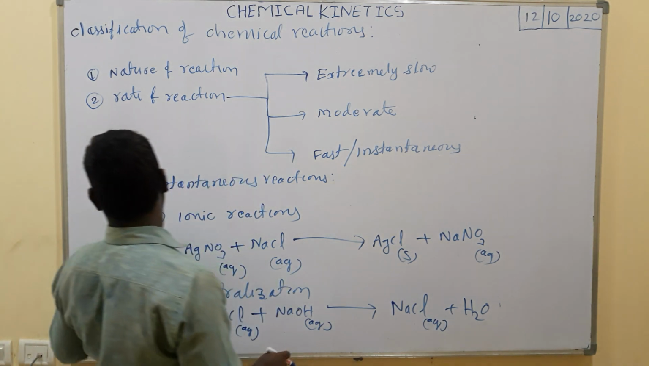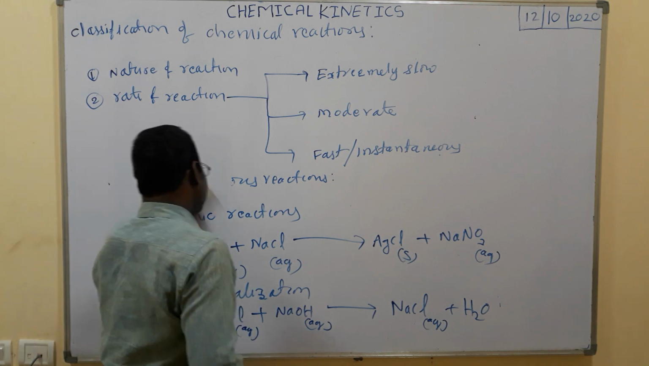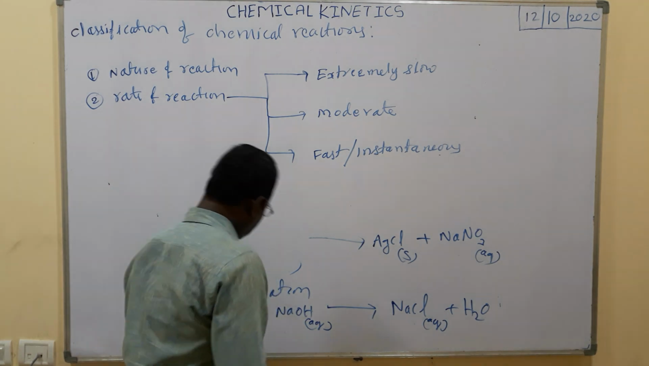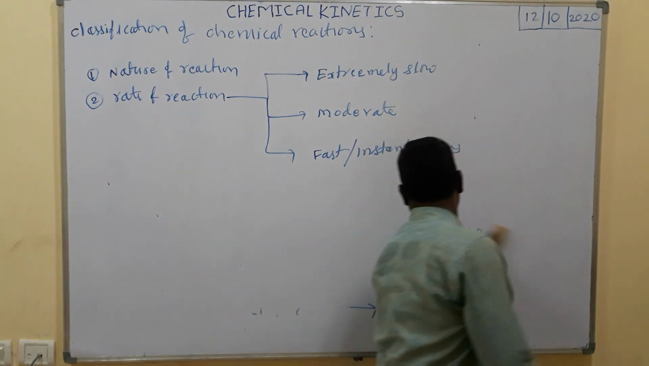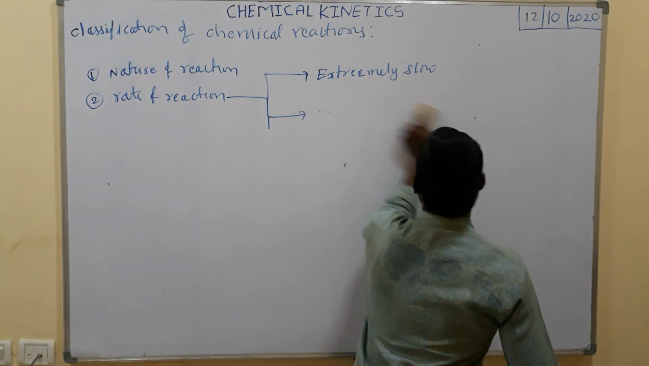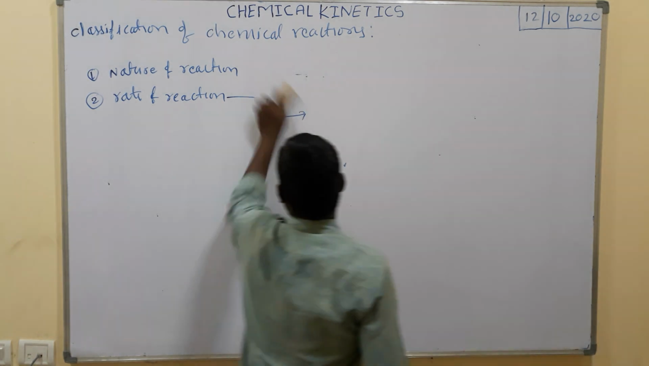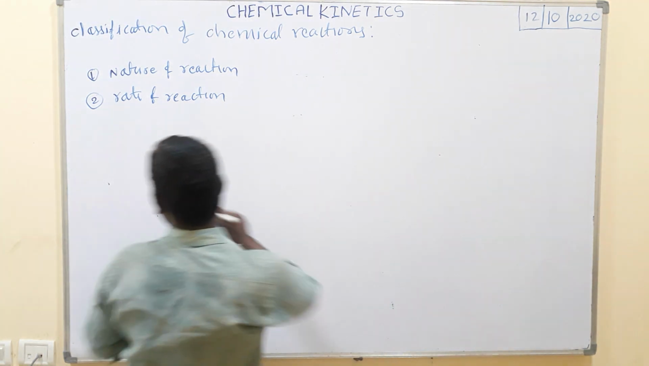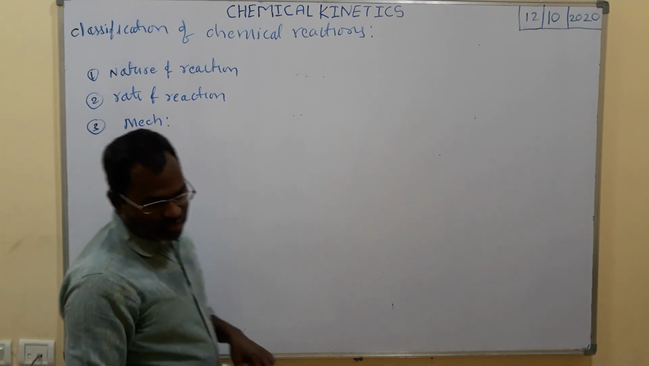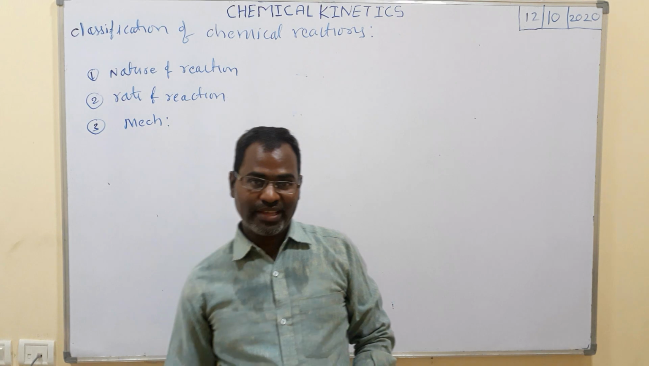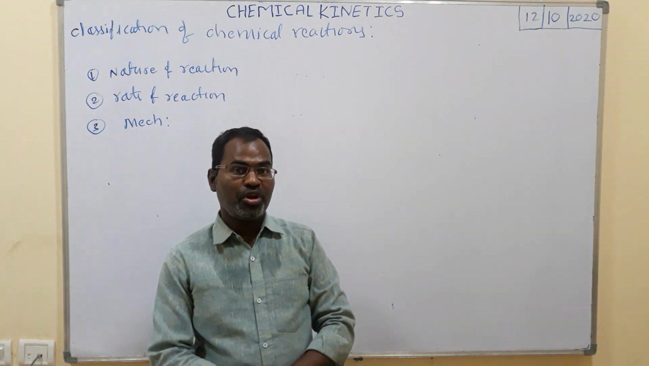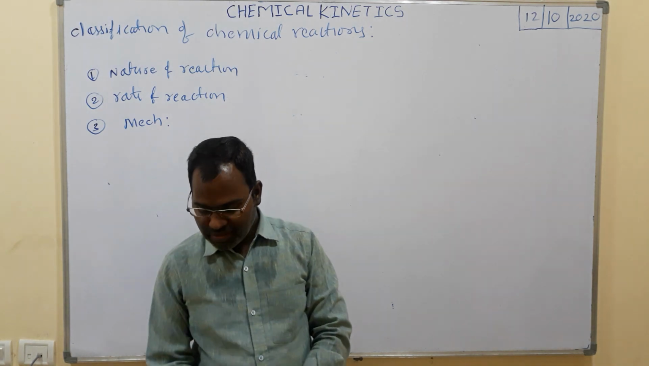So next one is classification based on the mechanism of reactions. The third factor is mechanism. On the basis of the mechanism of the reactions, all chemical reactions are divided into two types. One is simple reaction and the second one is complex reaction.